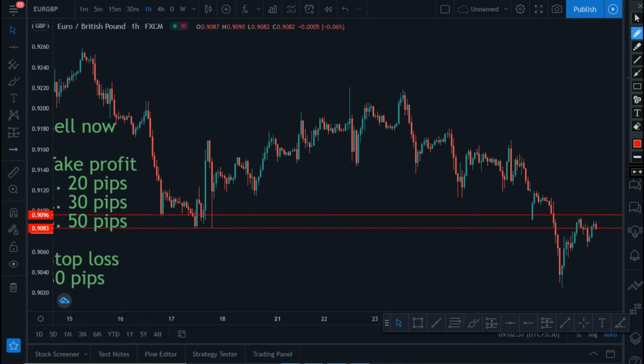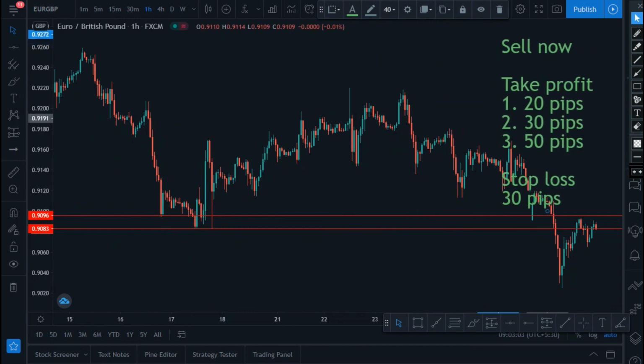to complete it. So right now this support has been broken out by this bearish momentum, which means that price will retest this area and again come down. So right now price has retested, and right now price is going down. So it is a great moment to place a sell order in Euro GBP.